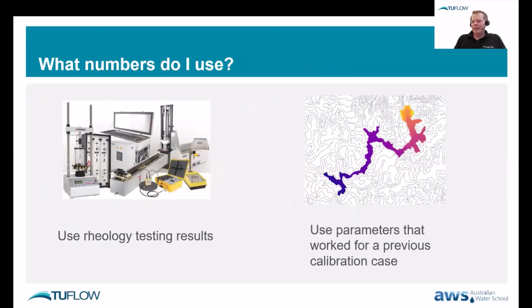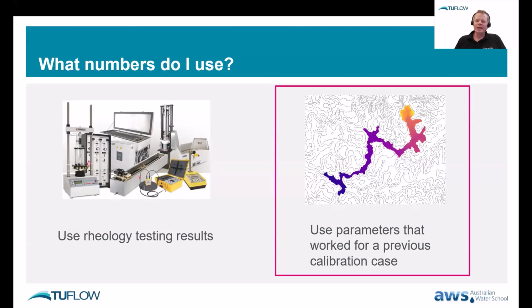If you're going to set up a model, you need to know what numbers you're going to put in for the non-Newtonian material. One option is to use the rheology lab testing results, and we're going to have more on that today. The other option is to say, well, I don't really know what's in my dam. What I'll do is take a couple of previous cases that might be related for some reason or another and find some parameters that work for that case. And then I'll reuse those parameters for a new model of my particular problem.